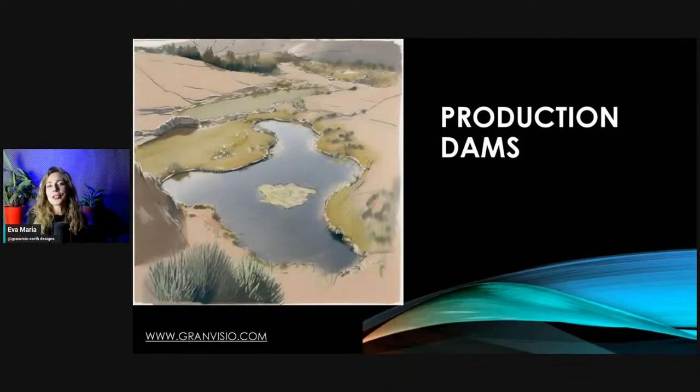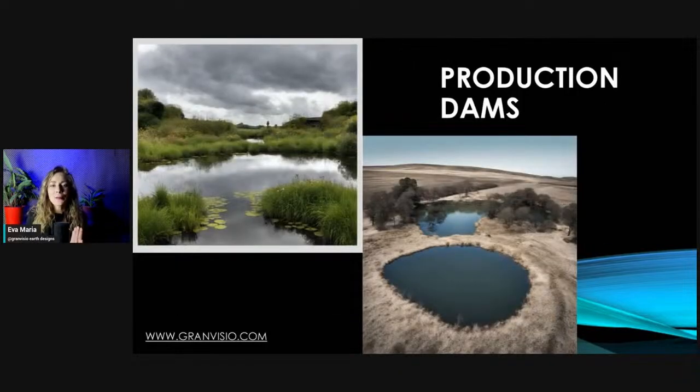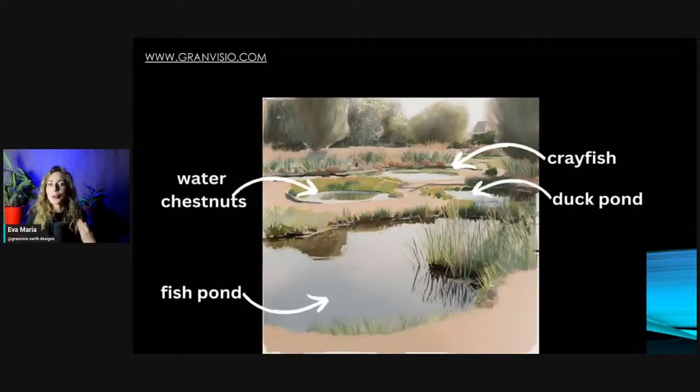Now we move to production dams. So these are where we get the most yield from water. They are like the VIP spots for fish, ducks, water chestnuts, crayfish, and all those little creatures. They thrive in these low dams because there's flow of nutrients, like dissolved solids. Even if the water looks crystal clear, it might be carrying some important stuff. Sometimes there is more stuff eroded from the hillside in clear water than in dirty water.